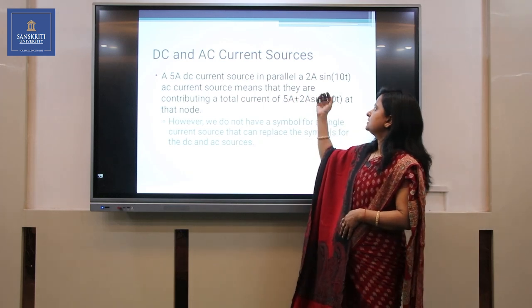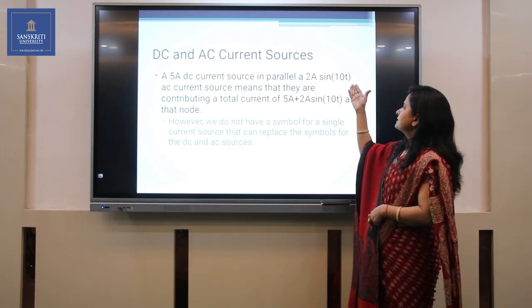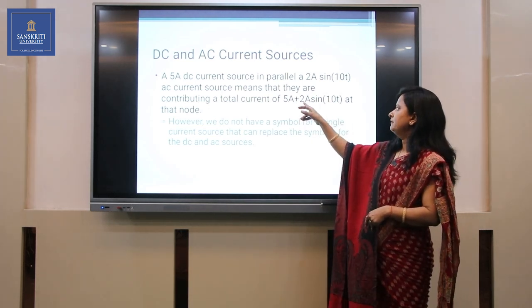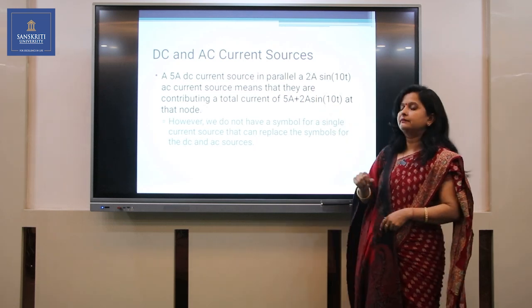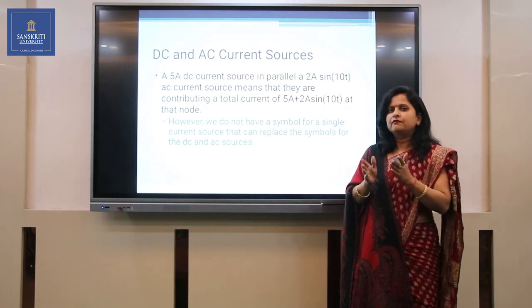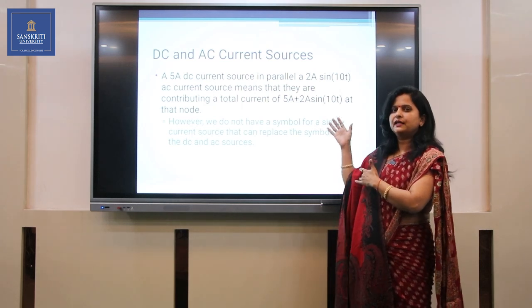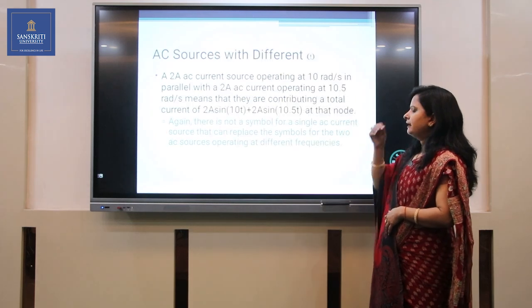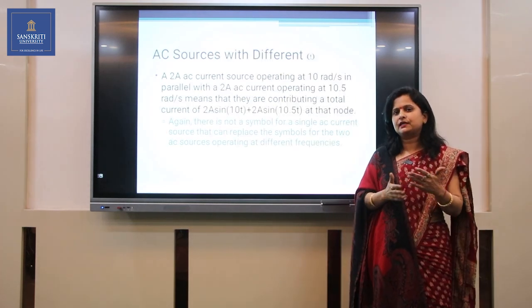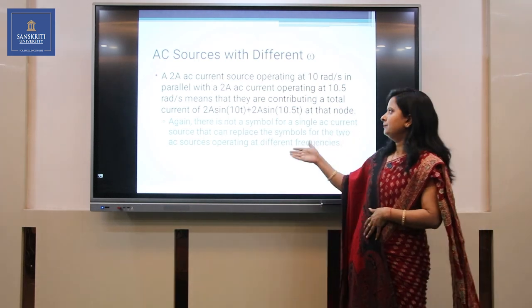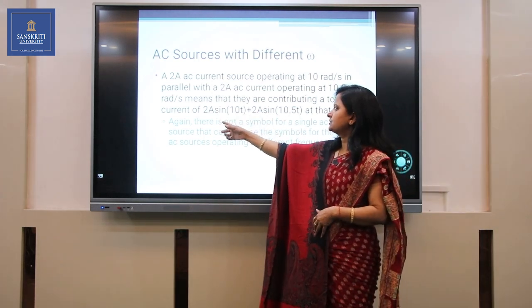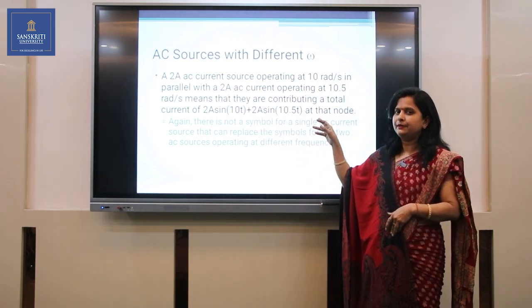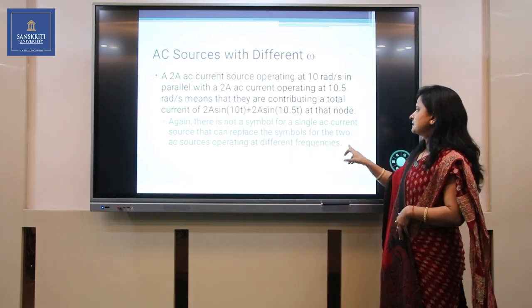If a 5 ampere DC current source is in parallel to a 2 ampere sin 10t AC current source, it means that they are contributing a total current source of 5 plus 2 sin 10t at that node. There is no other formula which can add a DC current source with an AC current source directly. We can add them separately like this. Similarly, if we are having two AC current sources at different frequencies, we need to add them like this: a 2 ampere sin 10t AC current source and another 2 ampere sin 10.5t AC current source will be added separately like this.